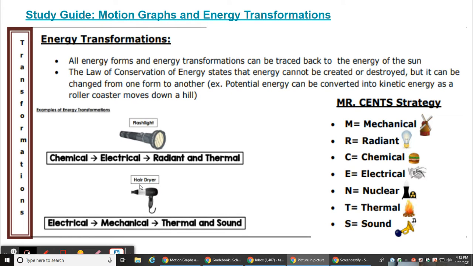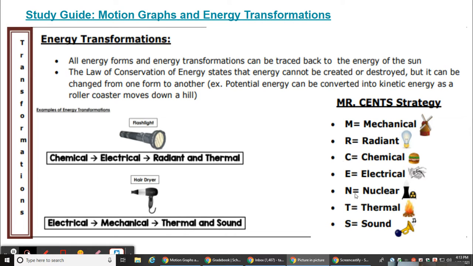Let's look at the example of a hairdryer and talk about the energy transformations. Well, a hairdryer we must plug into an electrical socket, so we know that's electrical energy. Okay, that electrical energy then gets transformed into mechanical energy, energy of motion, because the fan inside the hairdryer moves. Then that mechanical energy gets transferred into thermal energy, which is heat, which dries your hair, and then eventually sound because we hear it.